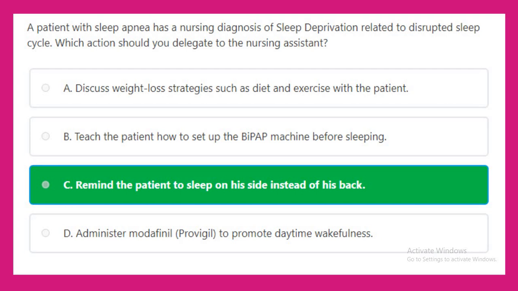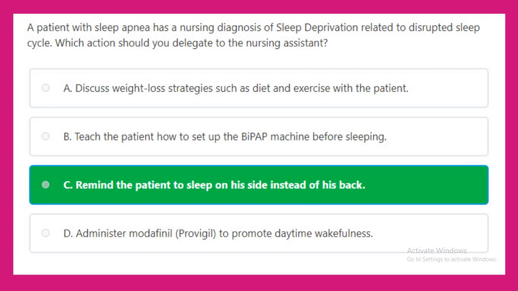Another question. A patient with sleep apnea has a nursing diagnosis of sleep deprivation related to disrupted sleep cycle. Which action should you delegate to the nursing assistant? Discuss weight loss strategies, teach the patient how to set the BiPAP, remind the patient to sleep on his side instead of his back, administer modafinil, right? So the correct option is reminding the patient to sleep on his side, because discussing the treatment options or the other interventions does not fall under the scope of the UAP. It has to be done by either the dietitian or the RN, right?